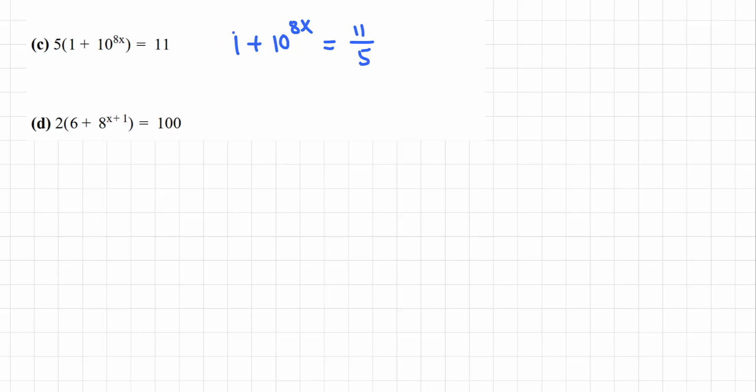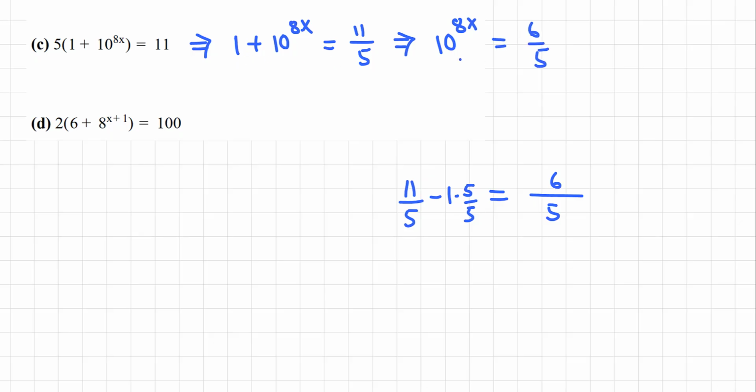There's a plus 1, so subtract 1 from both sides. So 10 raised to 8x equals 11 over 5 minus 1. What is that? 5 is the common denominator, because we can multiply by 5 over 5. 11 minus 5 is 6. So 11 over 5 minus 1 means 6 over 5.